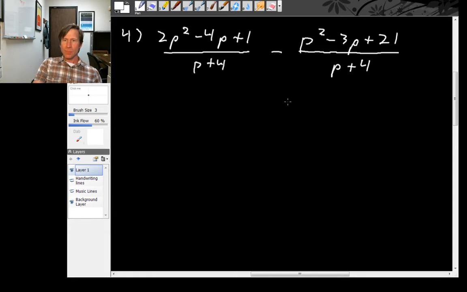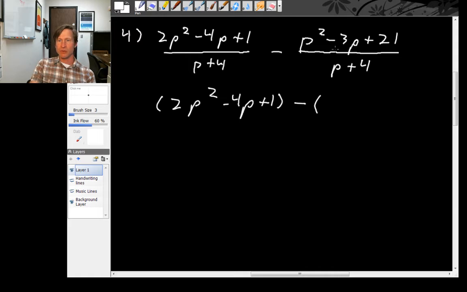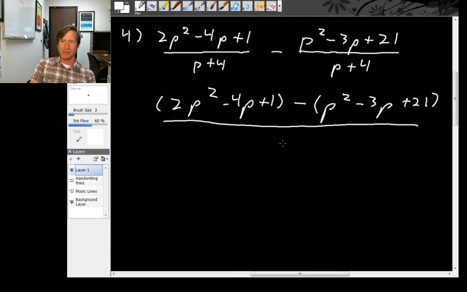All right, so we're subtracting two rational expressions. These two rational expressions already have a common denominator. So we can go ahead and proceed directly to the subtracting part without messing around with the denominators at all. So we get 2p squared minus 4p plus 1, minus, now the numerator on the right, p squared minus 3p plus 21. And the denominator is still p plus 4.